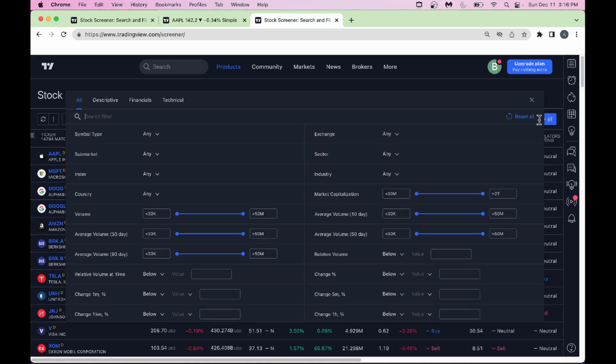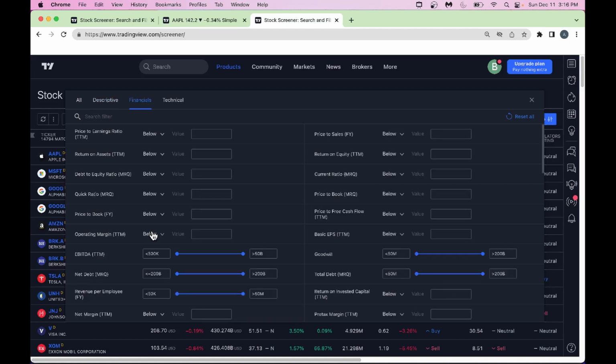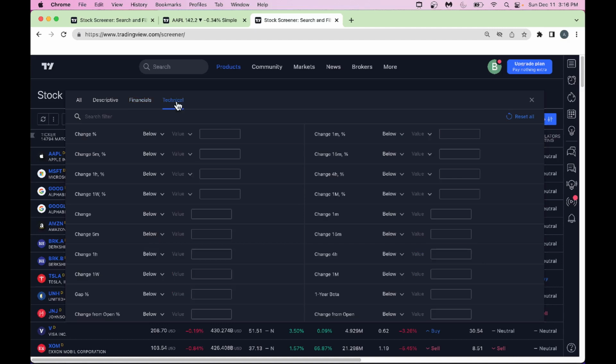Look, we got all sorts of filters here. You got descriptive filters, as you can see here. You got symbol type and so on and so forth, and then you got financials filters, a lot of financials filters, as you can see here. If you're a numbers guy, you will love it. And technical filters for the technical geeks, you could look at all these things here.